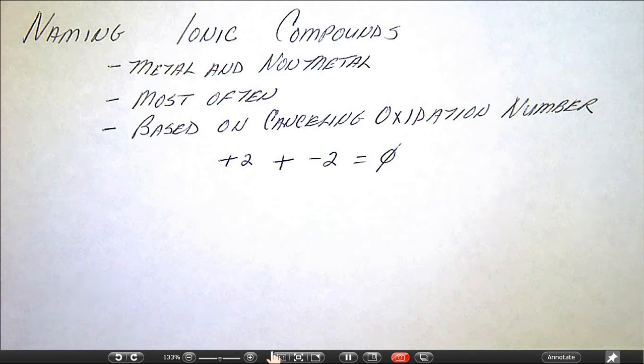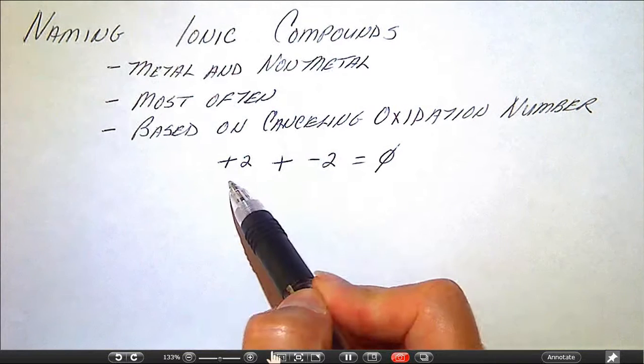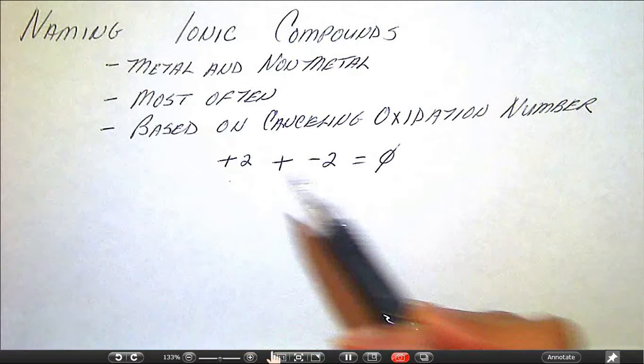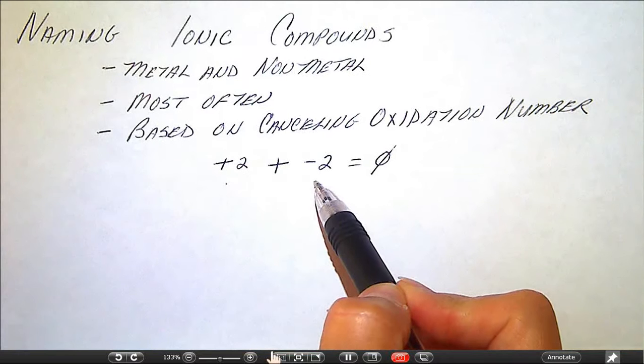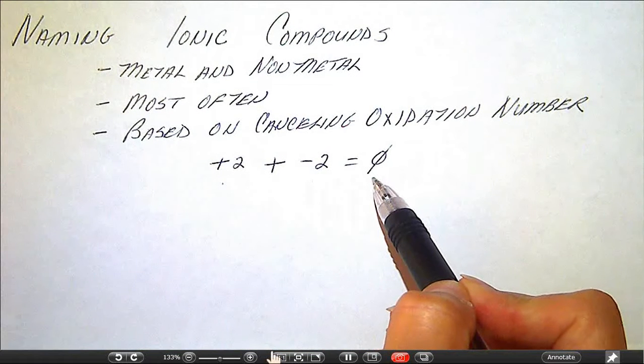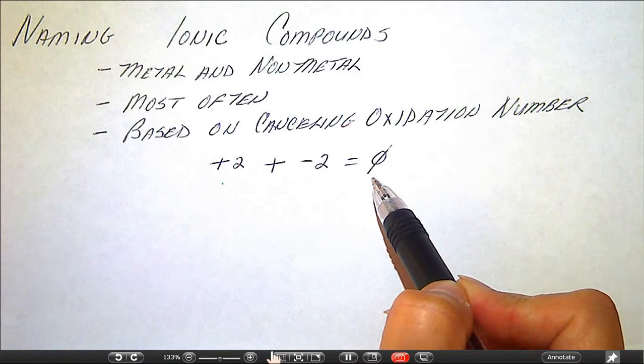A balanced compound is going to be based on canceling oxidation numbers. So what that means is if I begin with a metal that has a +2 charge, my nonmetal must have a -2 charge so that the overall charge is 0 or neutral. When I have a neutral oxidation number, then I have a balanced compound.